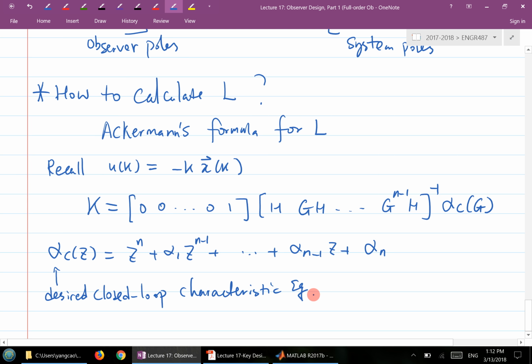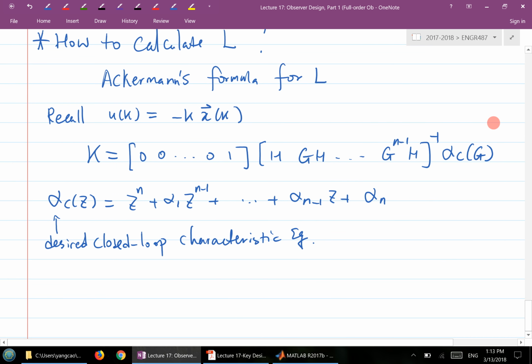And where is the desired from? It's from your choice of closed loop poles, right? If you have a second order system, you pick 2 poles, then you can calculate this desired closed loop characteristic equation easily. So replace the Z with G, and that's your alpha CG. So that's the Ackermann formula for the feedback gain K.